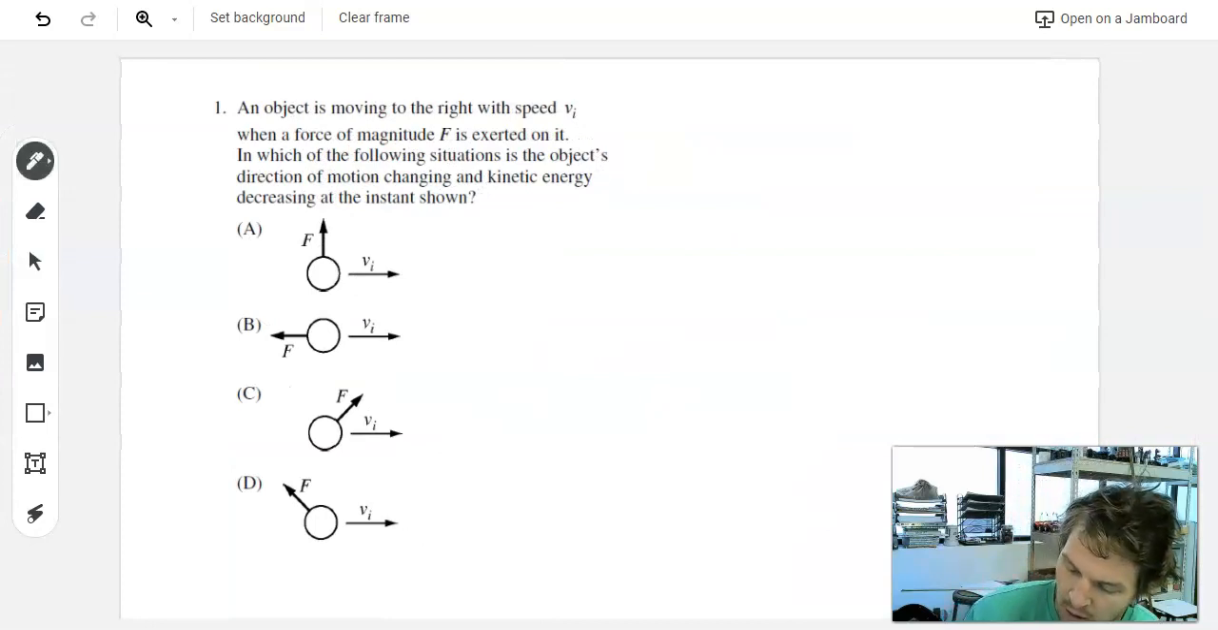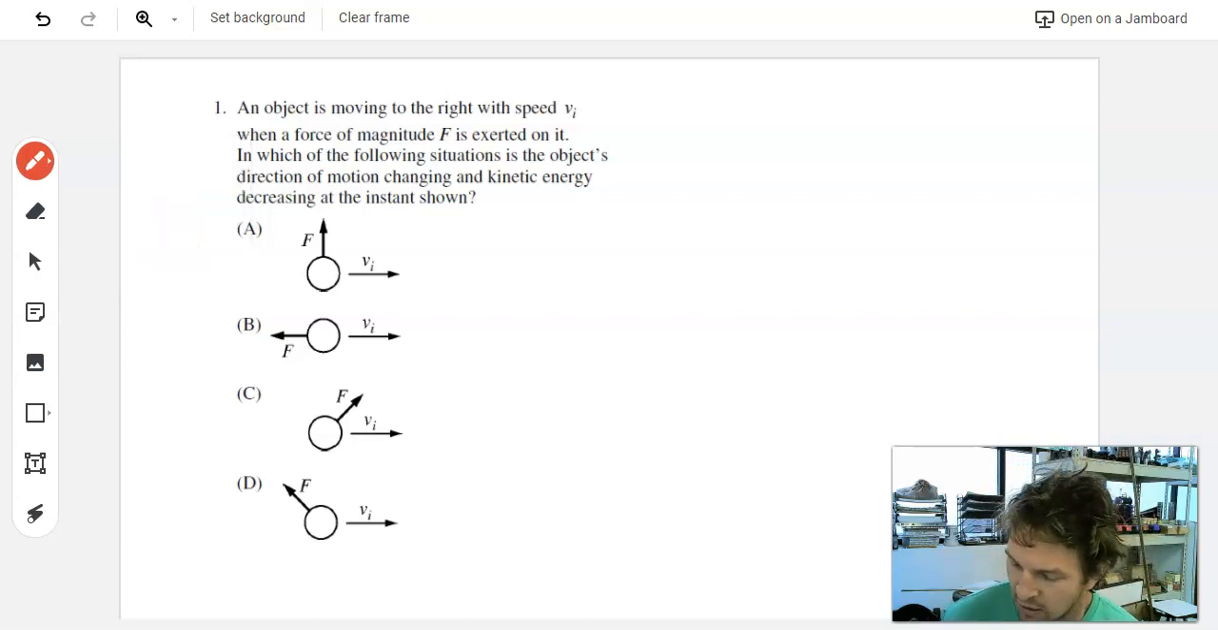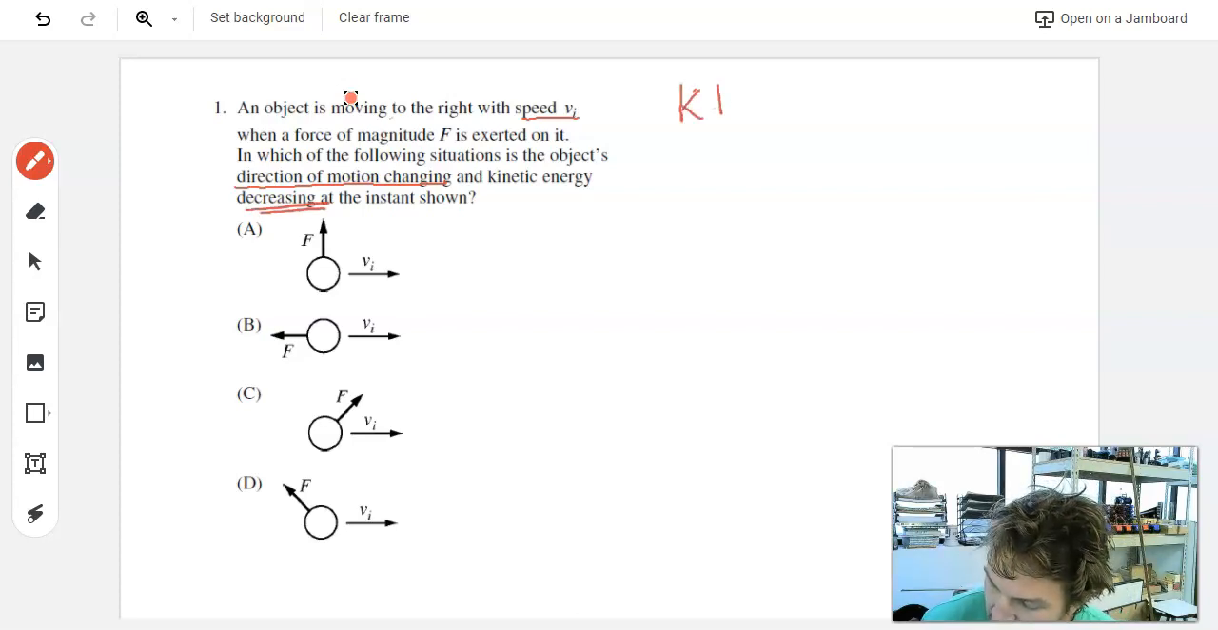So number one, I'm going to mark up the question just to point out the important stuff. We have an object moving to the right with a speed v initial when a force of magnitude F is exerted on it. In which of the following situations is the object's direction of motion changing? So that is going to be important. And the kinetic energy is decreasing. So kinetic energy is going down and the direction of motion is changing. So let's just work our way through that.